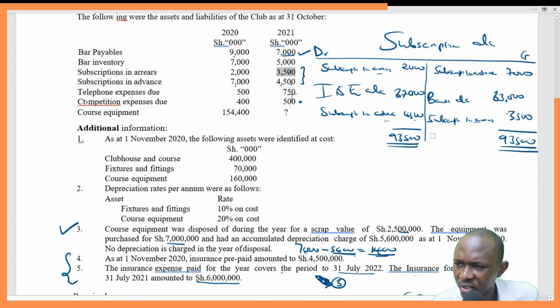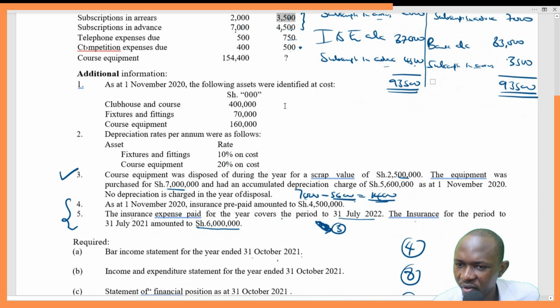Telephone expenses due. Telephone expenses owing, it's a liability. Competition expense owing, it's a liability. So these 750 and 500.